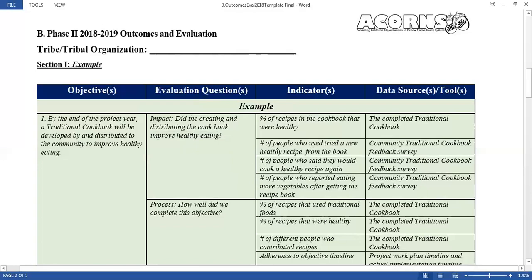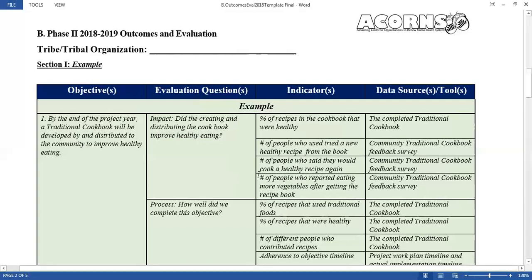So maybe they cooked that healthy recipe and they thought it was really gross. So maybe another good indicator on if it's actually going to improve healthy eating was people who said they would use that healthy recipe again or that they liked it, because that shows that it's going to be a change that they'll make and that maybe that would actually improve their eating habits.